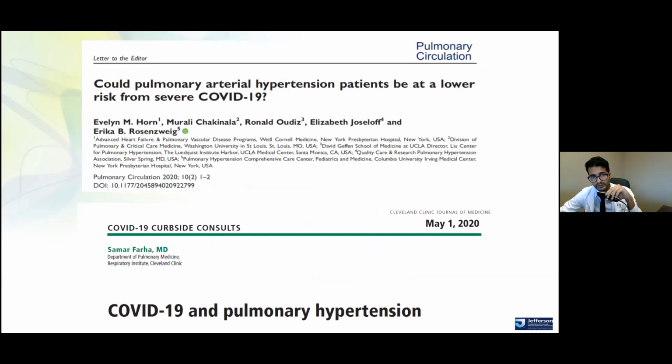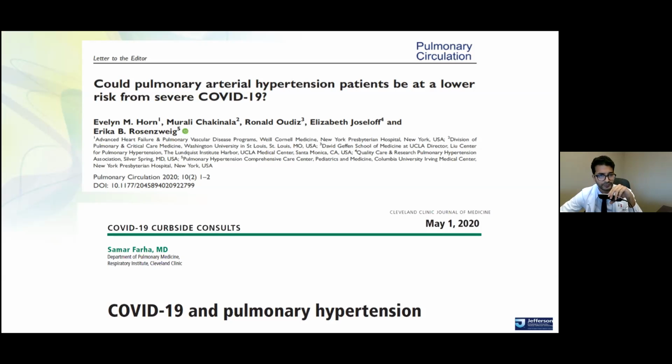There were also some early papers of concern because pulmonary hypertension patients are more at risk for developing severe complications from relatively innocuous infections. That's because these people don't have enough reserve. They already have pre-existing lung disease and a lot of issues. So there was concern of how these patients would do if they had COVID-19 infection.